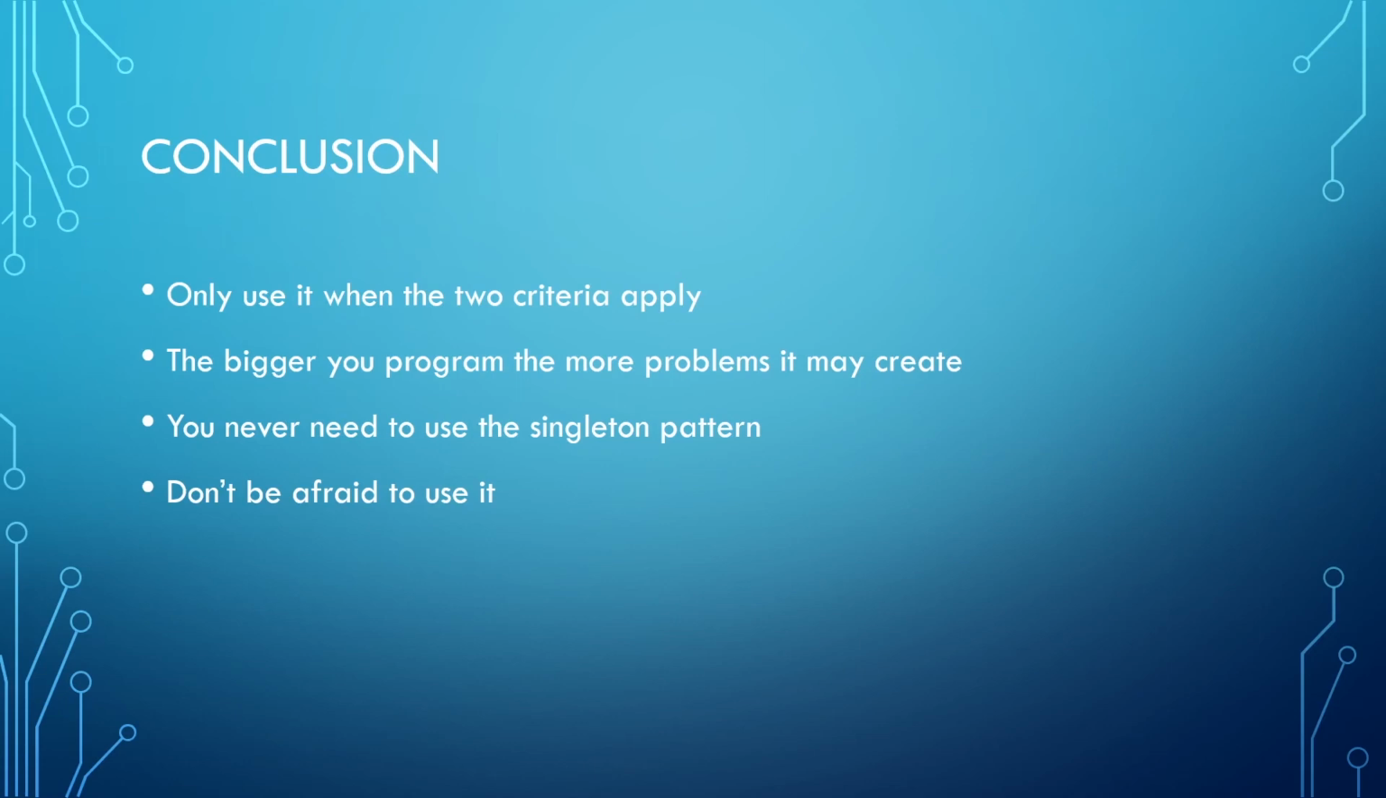In conclusion, only use singletons when the two requirements are met. So, will having multiple instances of this class break my code, meaning stop my code from working altogether? And do I need global access to these variables? Is that an absolute necessity? Will it save so much time that I couldn't do without it? And also remember that the bigger your program is going to get, the more chances there are for the singleton to become a problem. So the more careful you need to be when designing its layout.